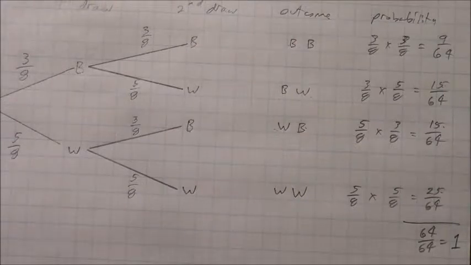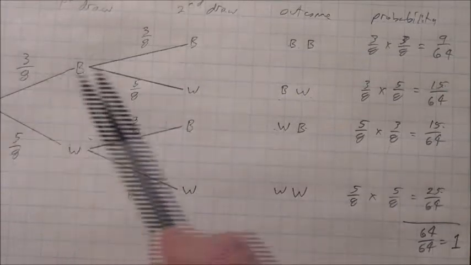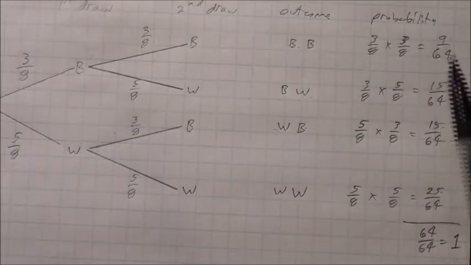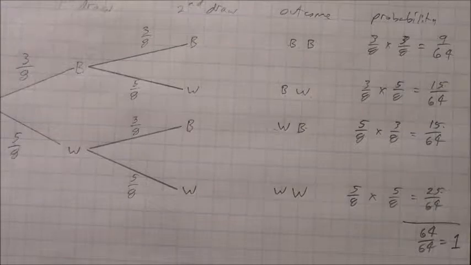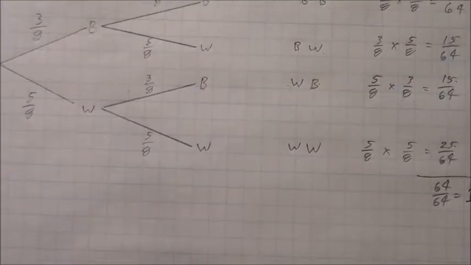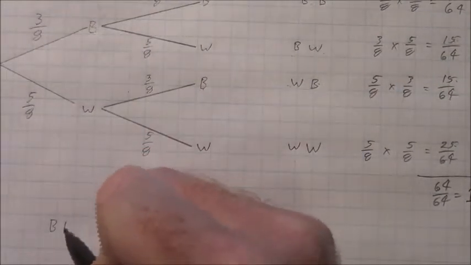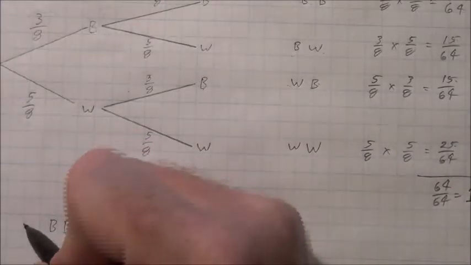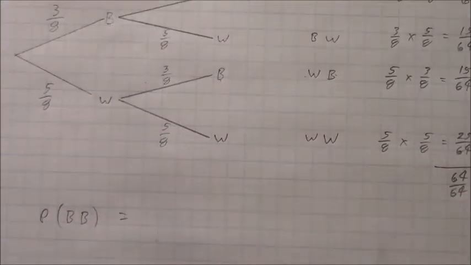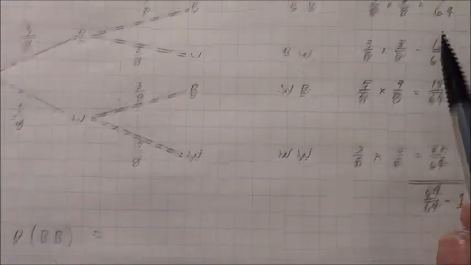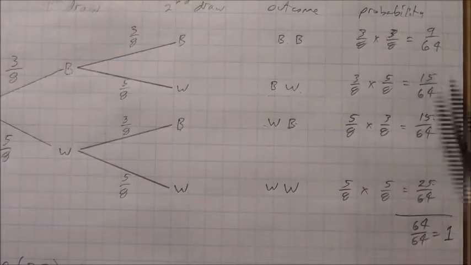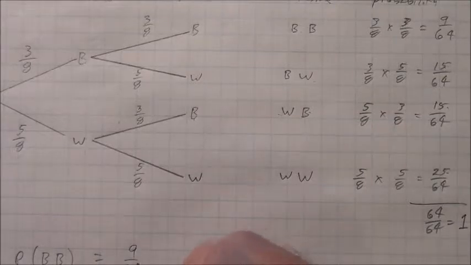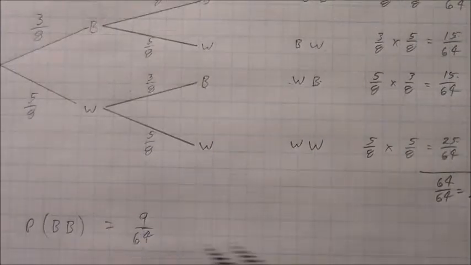Now once you've finished drawing your tree diagram, there's often extra questions that go along with it, and you can just use the branches, the paths, and the resulting probabilities to come up with the answers. So for example, suppose we're saying, well, what's the probability of drawing 2 black marbles? Well, we've already calculated it. It is 9/64. So it's pretty simple just to state that 9/64 there.